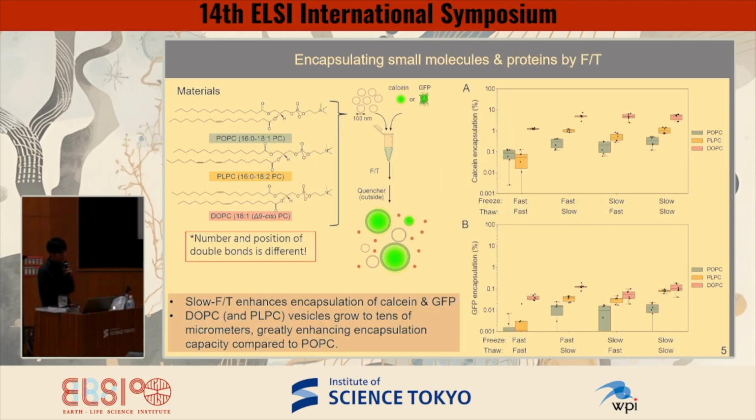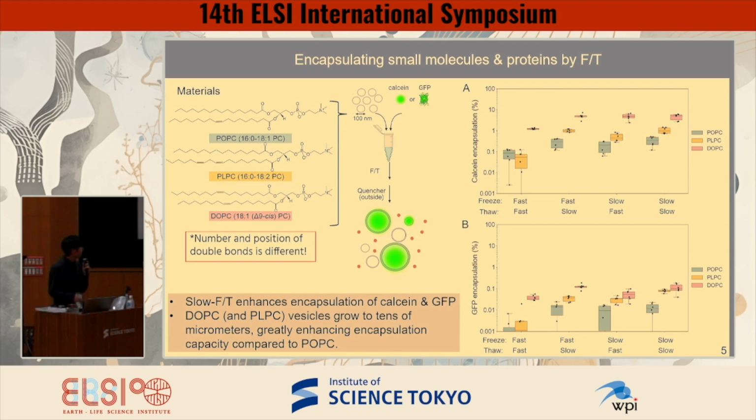So first, we examined molecular assembly into the vesicles. We first tried to encapsulate calcein, a very simple small molecule, and GFP, which is a protein macromolecule. What we did is first prepare 100 nanometer size vesicles made out of three types of phospholipid. These differ in the number and position of double bonds. For example, POPC has one double bond here, and another lipid has two double bonds here and here, and DOPC has two double bonds, but in different positions.